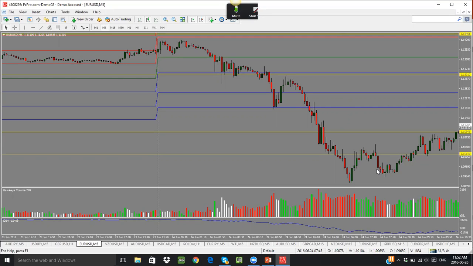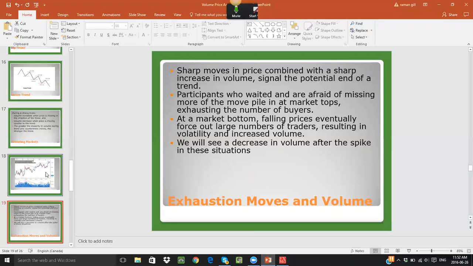Basically, price and volume should agree. When they're not agreeing, we need to be cautious. We need to look for pullbacks. And if the different color volume starts coming in, that means we are looking for a potential reversal. So let's take a look at what happens when reversals come in.